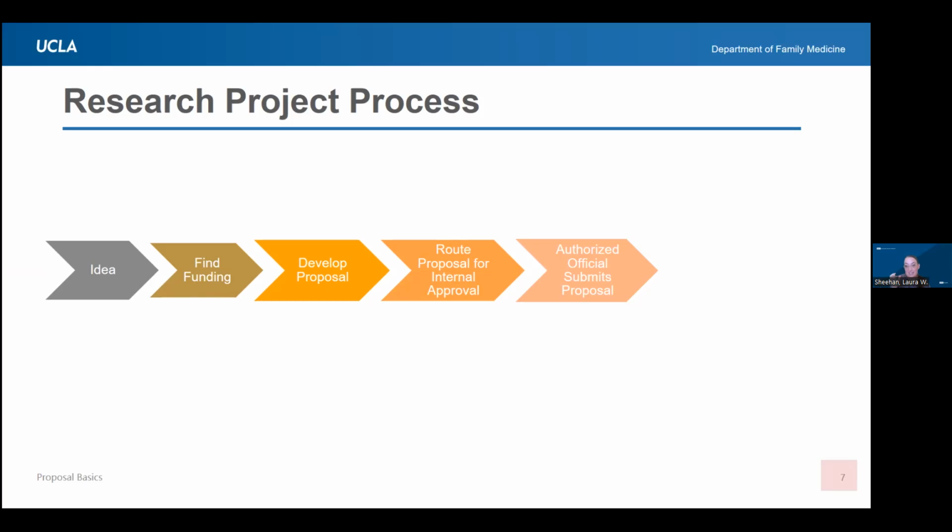So you have an idea, then you look for funding, you find an opportunity that's just right, you develop a proposal, we'll talk about all of this. You route it for internal approval, that's typically within your department. That's where your department admin person comes into play. And then they are going to submit it for central approval from your authorized official. If everything is good to go, it gets submitted.